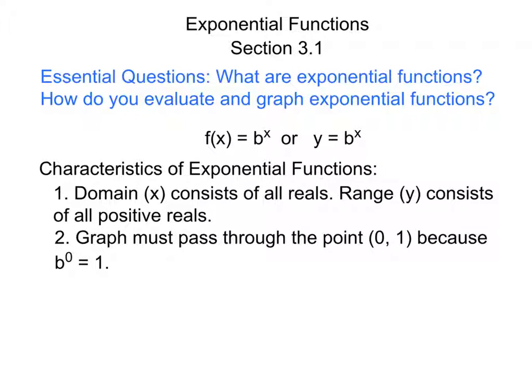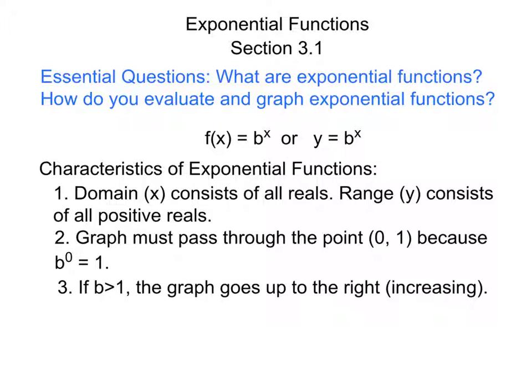The second characteristic is that the graph for all exponential functions must pass through the point (0, 1). Now the reason for that is because if x is equal to 0, you've got b to the 0, and that's always going to equal 1. So all exponential functions must pass through the point (0, 1).